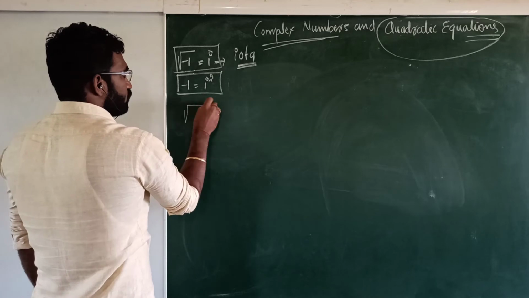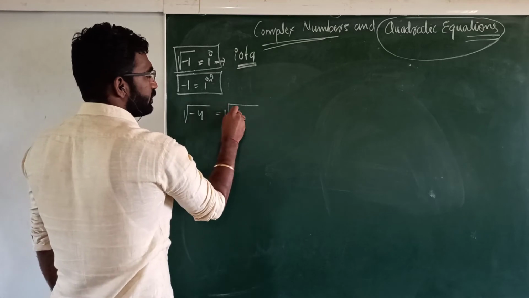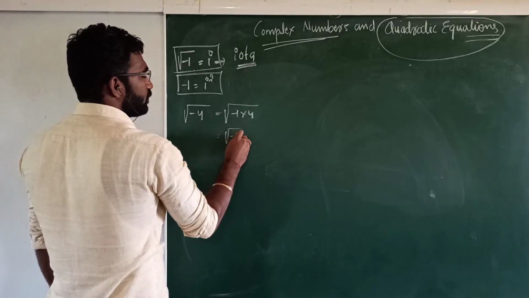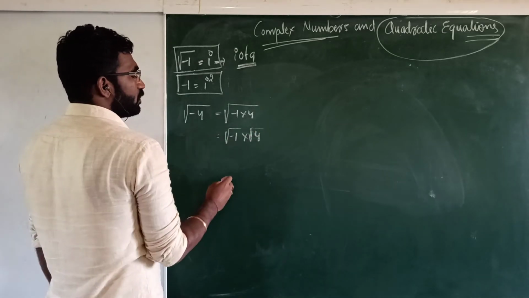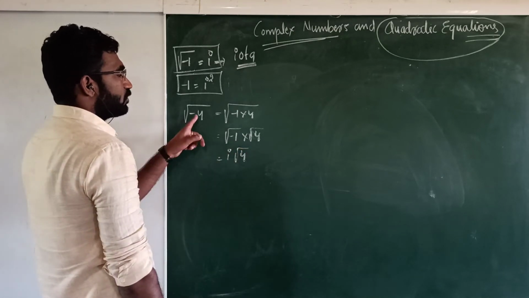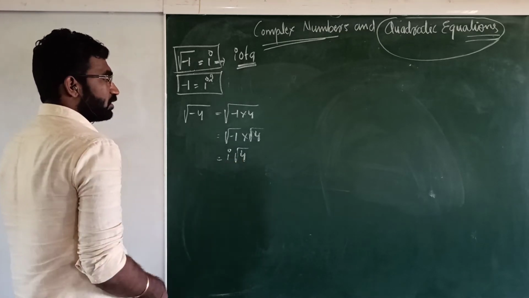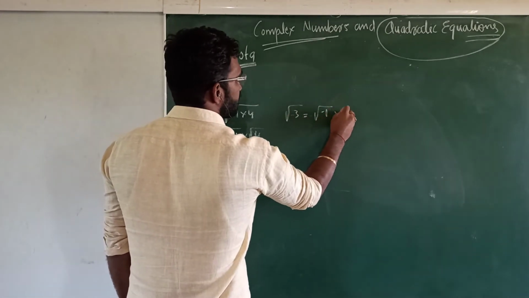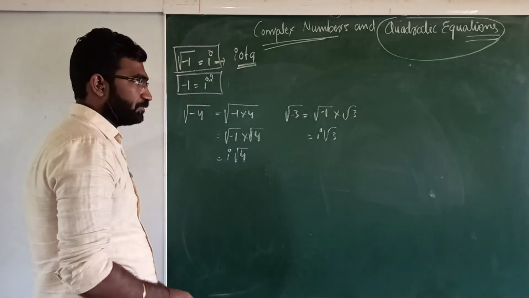Now my question arises, what is the value of root of minus 4 and how can we write it? This minus 4 can be written as minus 1 into 4. Since it is a product, you can take separate roots. Root of minus 1 into root of 4. Root of minus 1 will always be i, then root 4 as it is. Therefore root of minus 4 can be written as i root 4. Similarly, root of minus 3 can be written as root of minus 1 into root of 3, therefore i root 3, right? Simple.